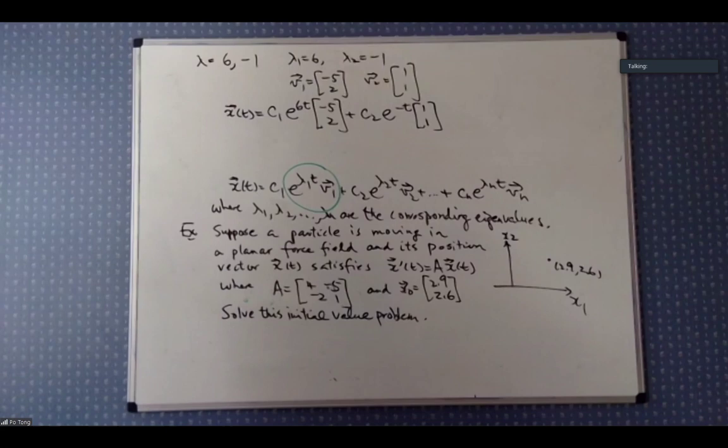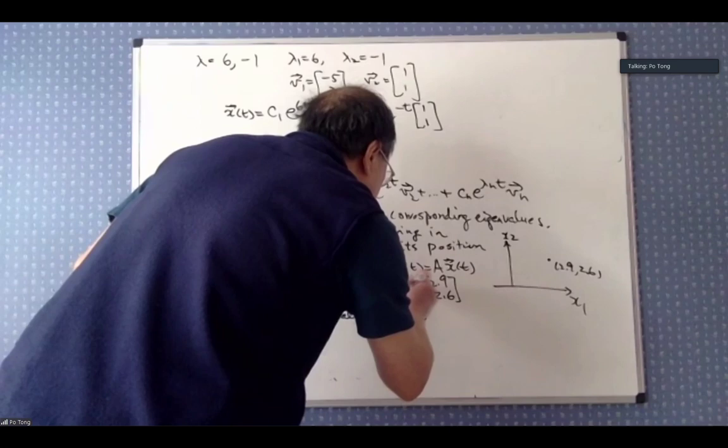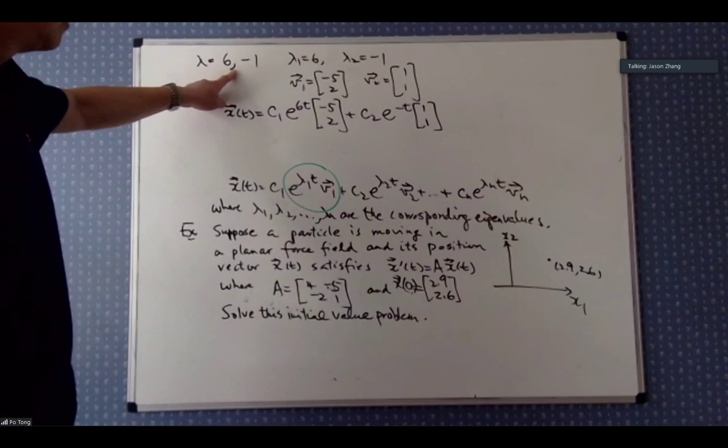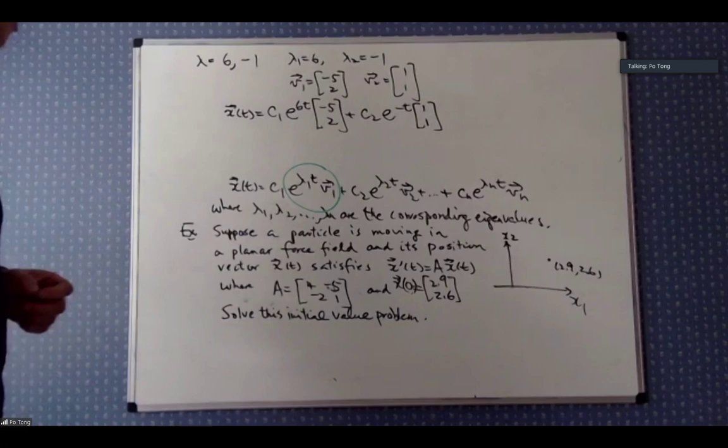So I have a question. I think if lambda is six, V1 is not equal to negative five and two, it's the other way? No, it is. Really? You can check on the matrix. Okay. So the matrix is 4, negative 5, negative 2, and 1.